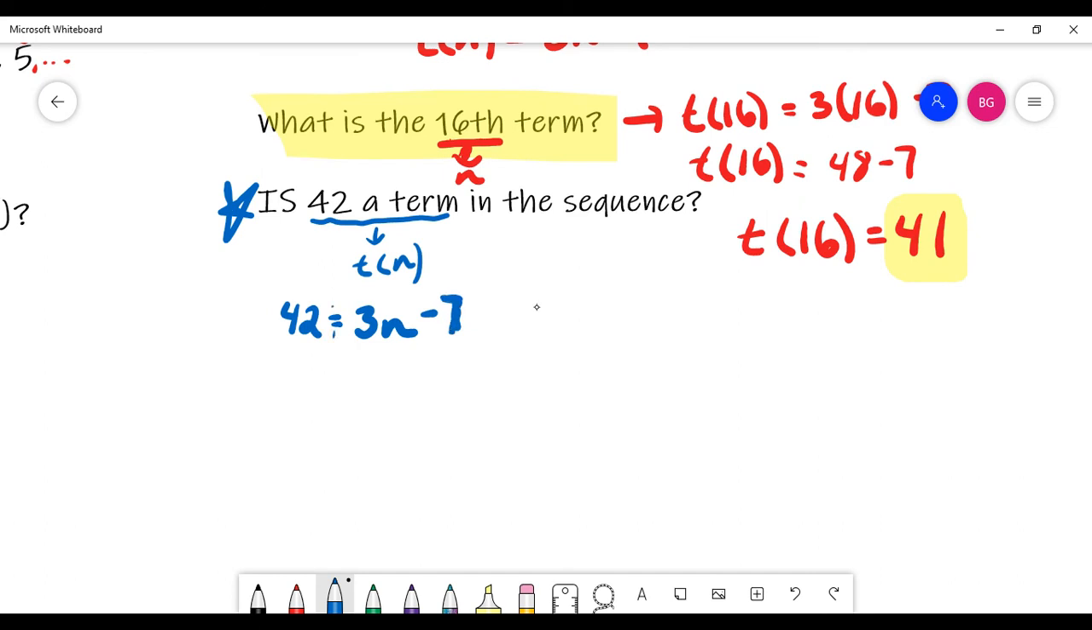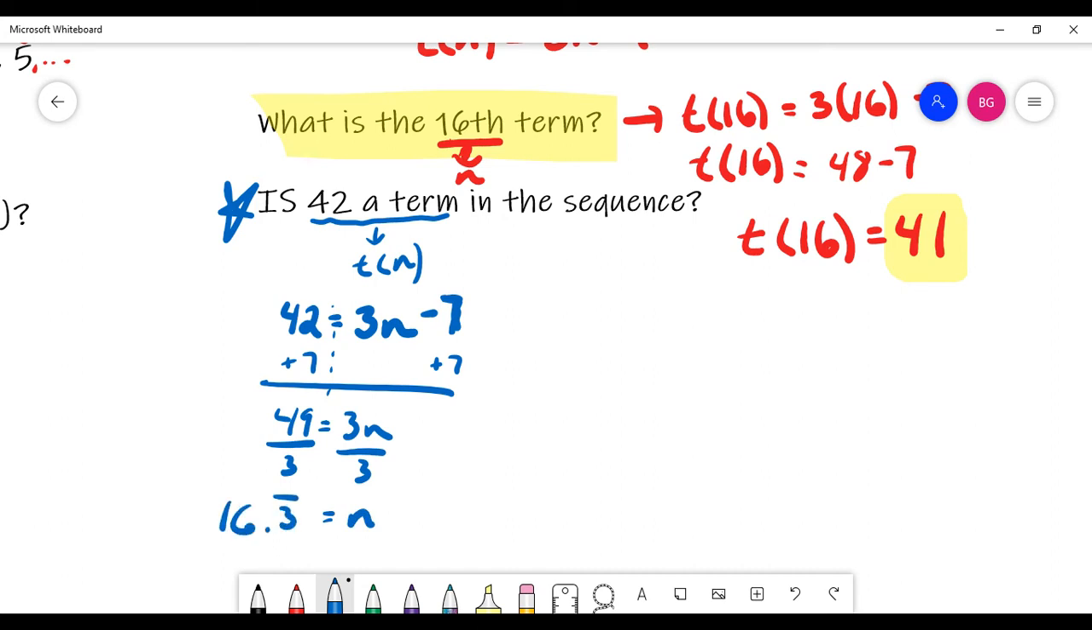Well, remember the first thing you have to do is add 7 to both sides. So you get 49 equals 3n. Then to get n by itself, you divide by 3 on both sides. So n equals 16.3 repeating. You can just type that in a calculator.